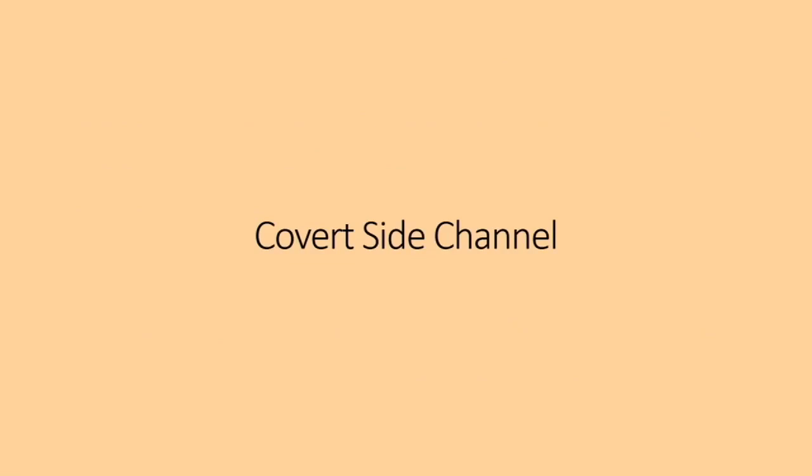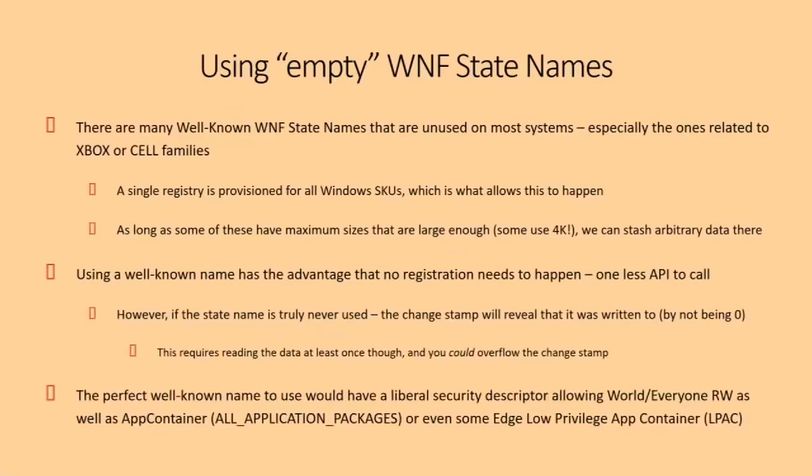Now, what are some things you can do with WNF once you know what these names are? Well, one of the things you can use WNF for is basically a covert side channel. Let's say you want to communicate across process boundaries. There's lots of Windows API that lets you do that. But what's cool about WNF is you get these well-known WNF names that already exist that you don't have to register. So there's no Windows API that any EDR vendor can hook that tells you someone is using a well-known name, because the well-known name is already there.